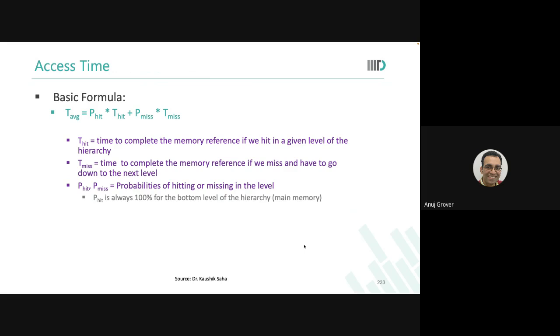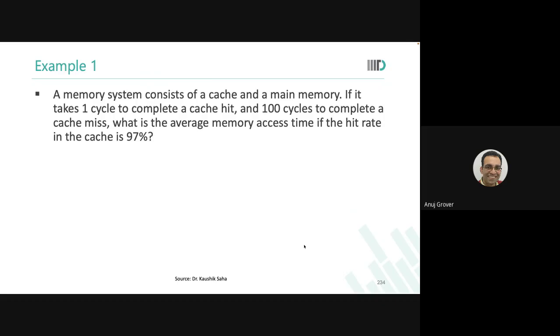So let's take an example. Memory has one cycle access if there is a hit, and it has 100 cycles access if there is a miss. If the hit rate of the cache is 97%, that is, P hit is 0.97, what is the access time?